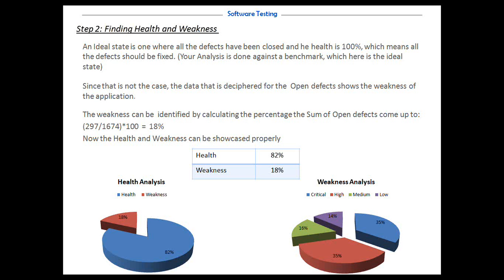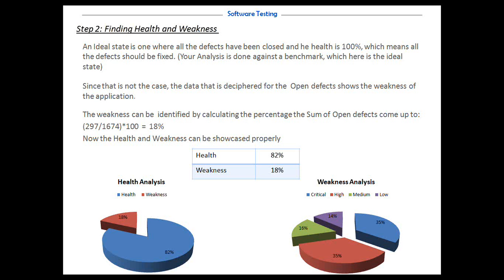That shows you the weakness. From that you can now say, okay, this application is 82% healthy and about 18% weak. A simple way of putting across where we currently stand, taking into consideration all the defects.